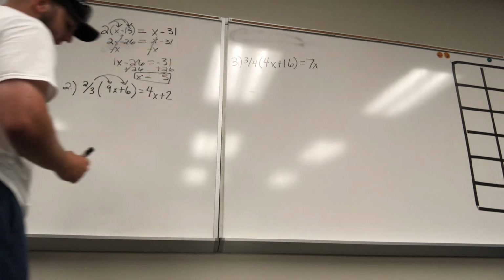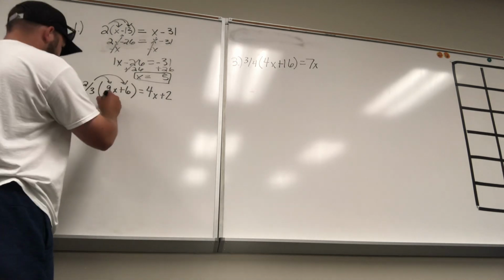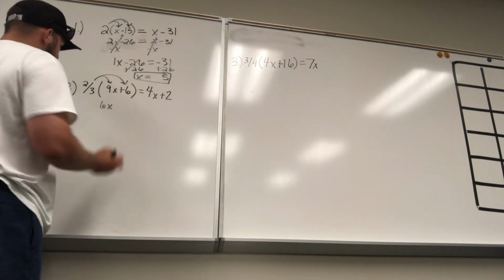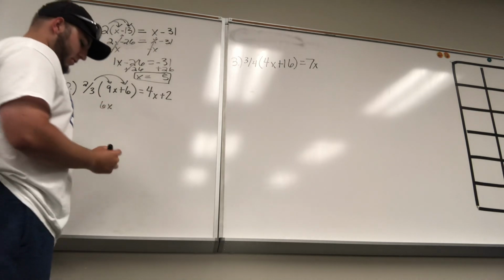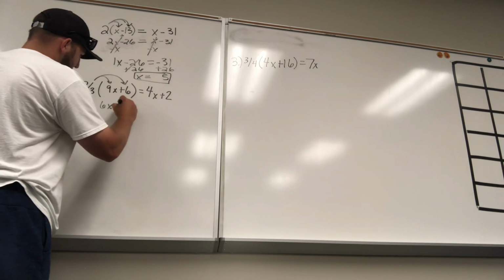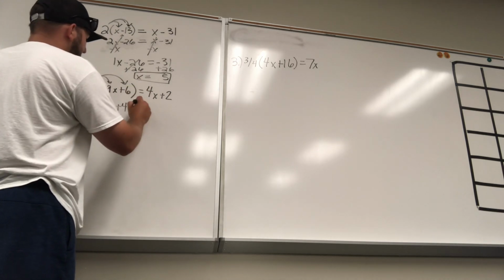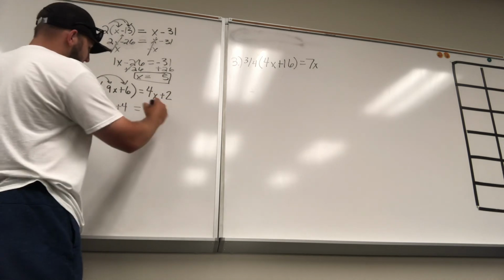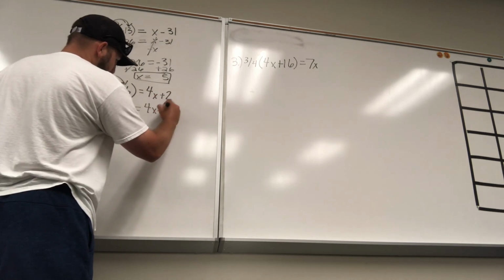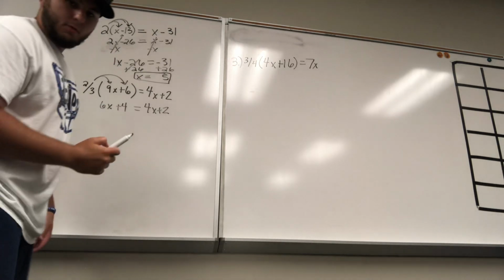Okay, so 2/3 of 9 is 6, so you're going to have 6x, and then 2/3 of 6 is 4. So you're going to have 6x plus 4. You got rid of the parentheses, that's all gone. You're going to drop the equal sign down again. You didn't do anything to this side, so you leave that the same. You're going to have 4x plus 2. My marker's dying on me, so hopefully we can all see there.